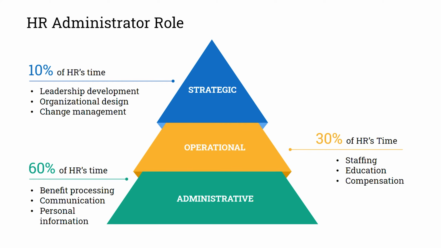In the operational role, they manage functional human resource activities like staffing, education, and compensation, which can sometimes take up to 30% of the time. For HR administrators, again, they focus more on the admin side of this. And then we finally have the remaining 60% of the time, which is that administrative role that we're talking about here, by doing activities like processing employee benefits, communication with employees, and record keeping for employees.